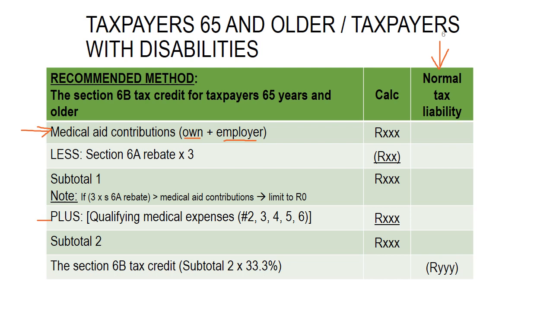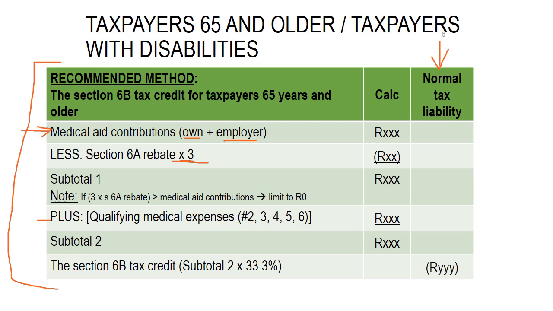Then from that amount, we are going to deduct 3 times our Section 6A rebate that we calculated. Now remember, Section 6A is going to depend on the number of dependents, etc., and for how many months they belong to a medical aid. And this is a rule. So this is something you're going to have to study, right, and practice. So the rule says calculate the medical aid contributions and then reduce it by 3 times your Section 6A rebate. Right, that's going to give me subtotal 1.